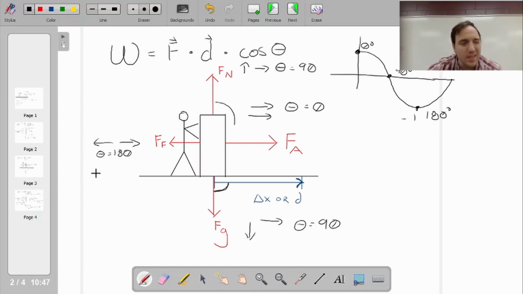Well, what does that mean? How do we find that? Well, we'll talk about that in a bit. The important bit here is to understand that any force acting perpendicular to the direction of travel does no work.